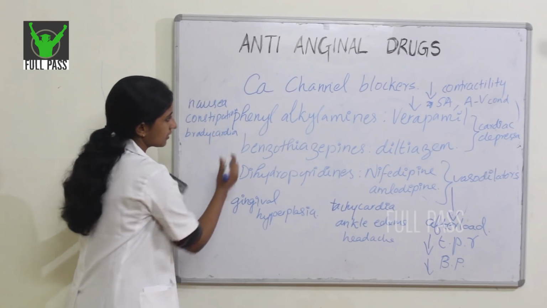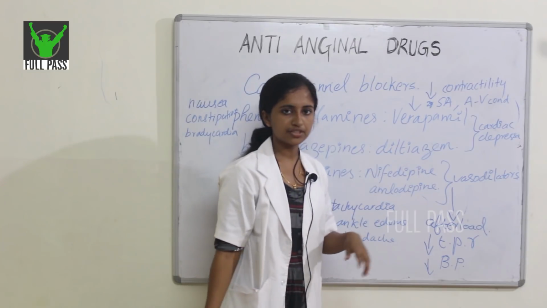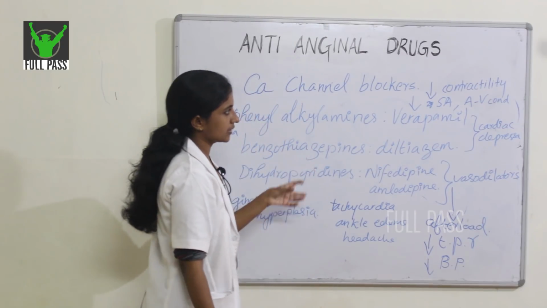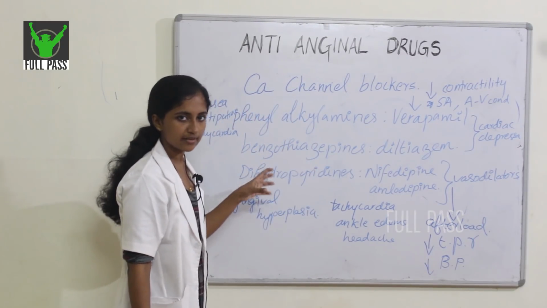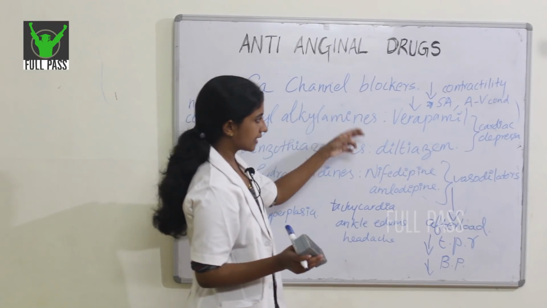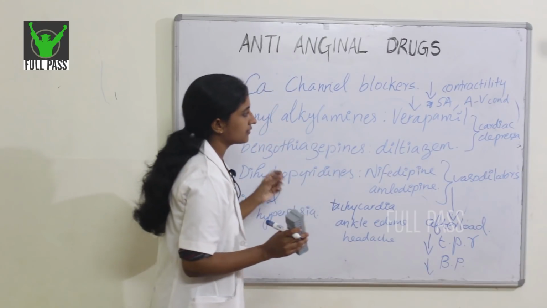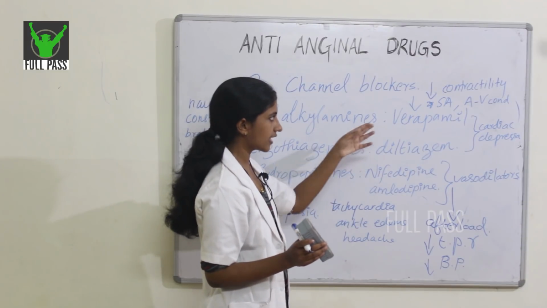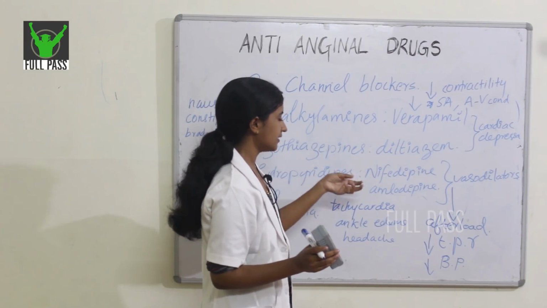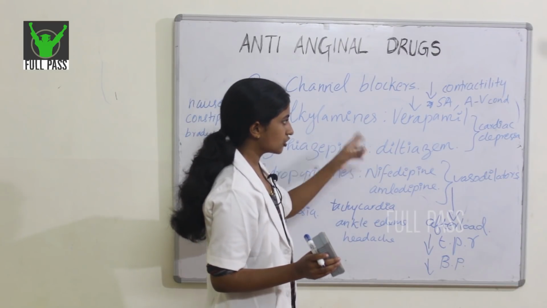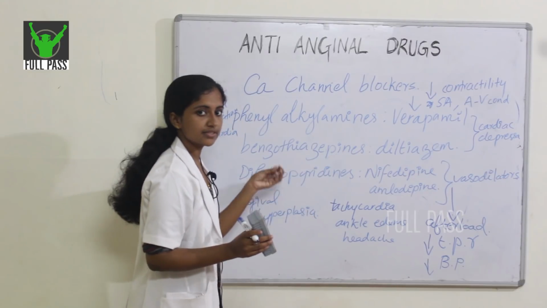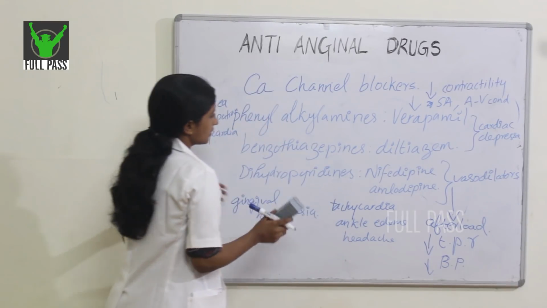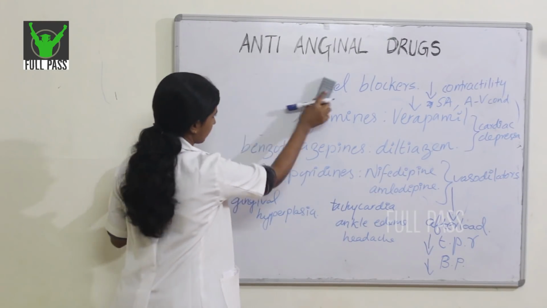They are usually contraindicated in patients with 2nd degree and 3rd degree AV nodal block, and also in patients with congestive heart failure. Verapamil and diltiazem should not be combined with beta blockers, because both of them have the same action, that is they decrease the contractility and heart rate. And both verapamil and diltiazem should also not be combined with digoxin, because they decrease the excretion of digoxin and can lead to its toxicity. So that's about calcium channel blockers.